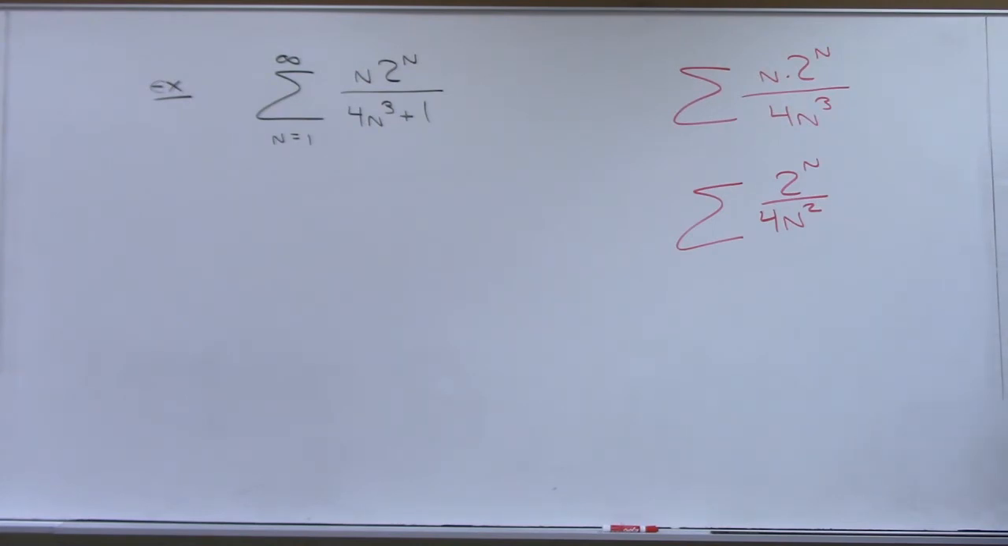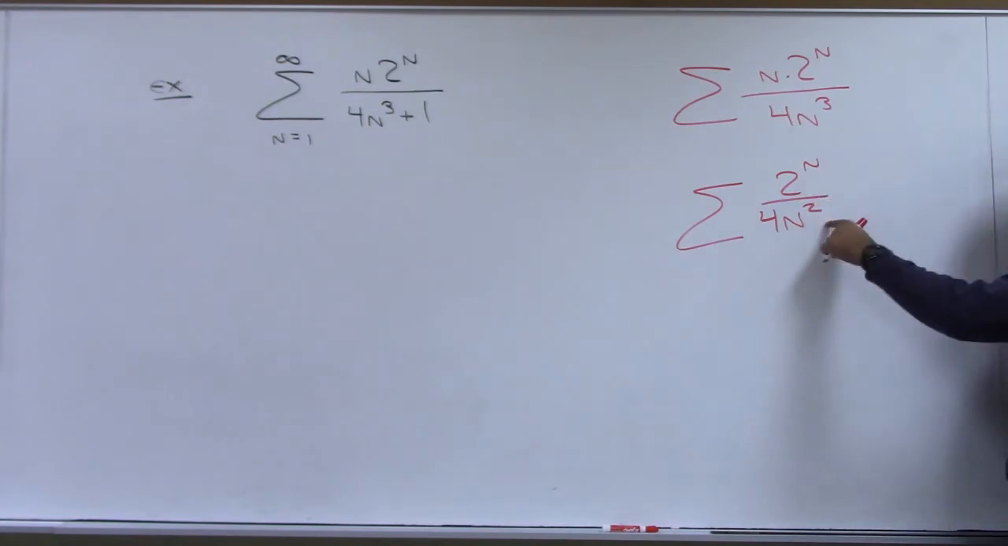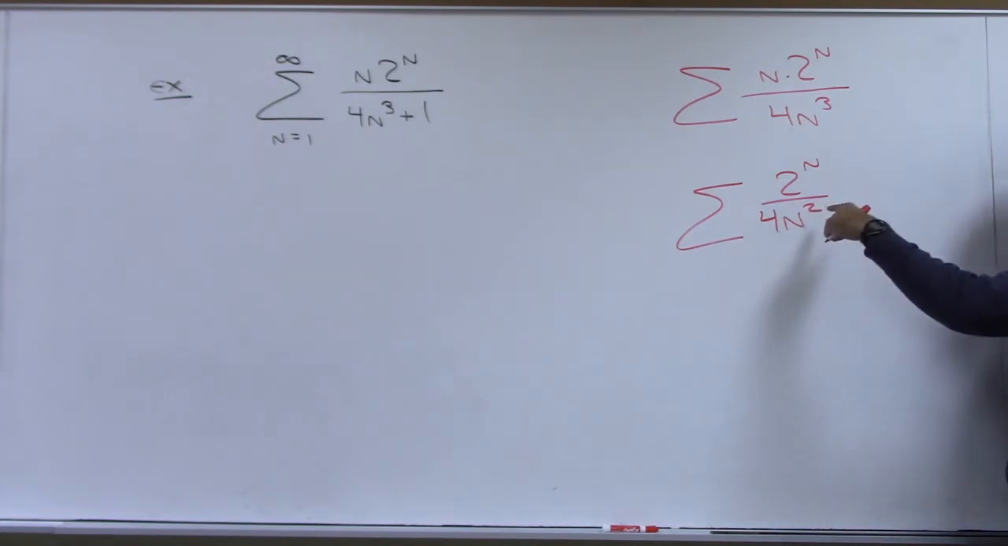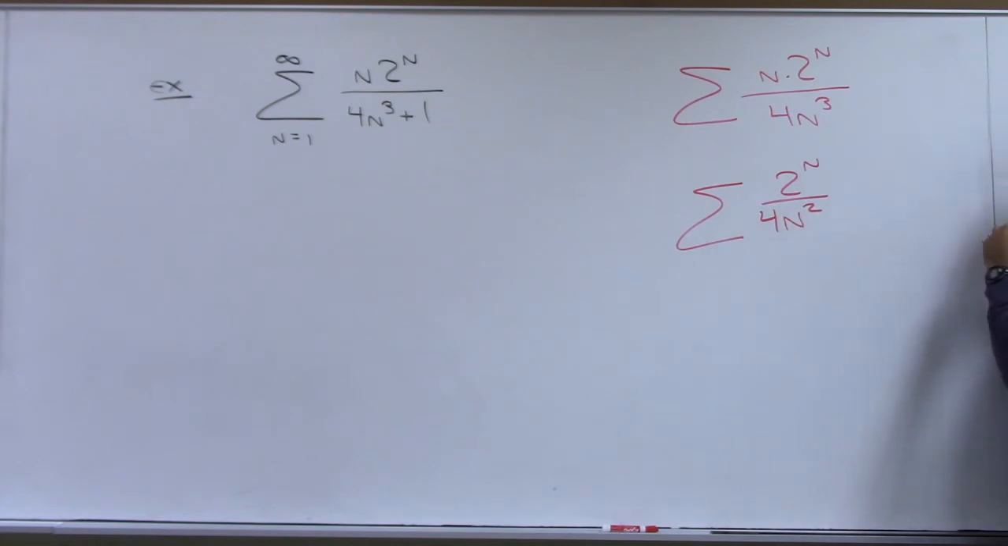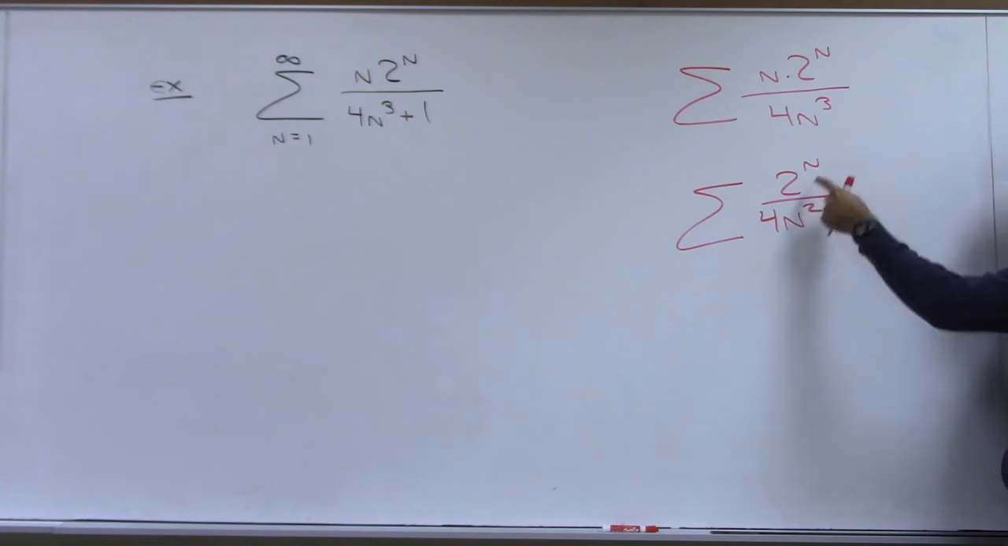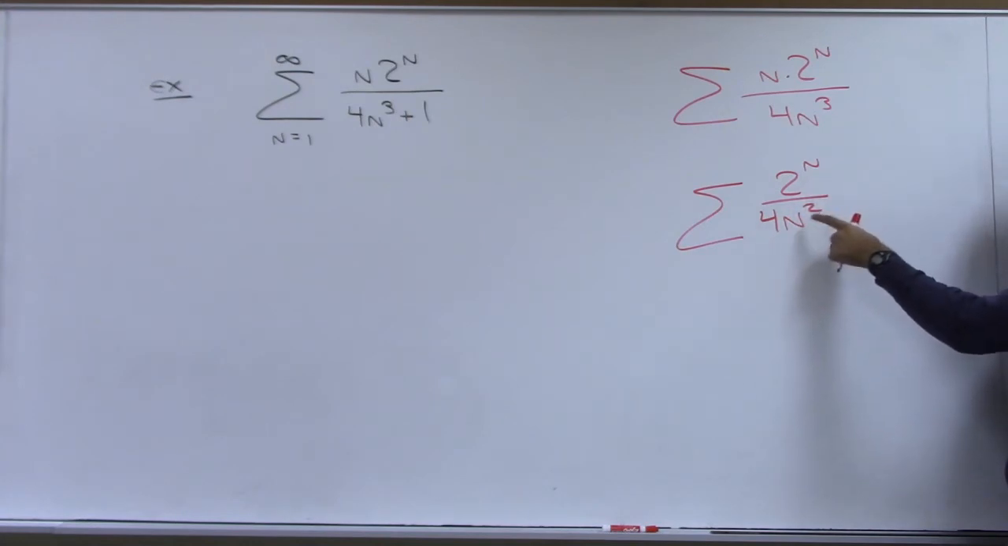Which one do you think is dominating this? The 2 to the n or the n squared? The 2 to the n? We can graph it. To figure out which of these, do them separately. You could. But we should all know that 2 to the n is an exponential function, n squared is quadratic, and that 2 to the n grows much faster, exponential growth.